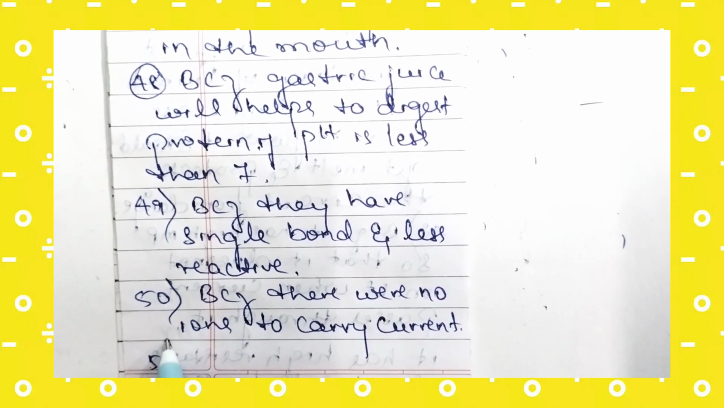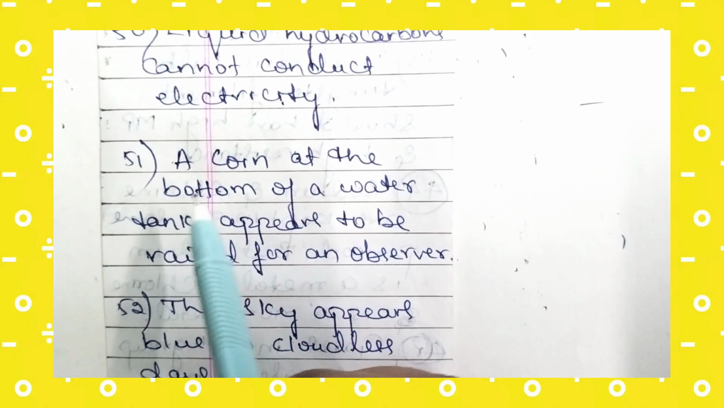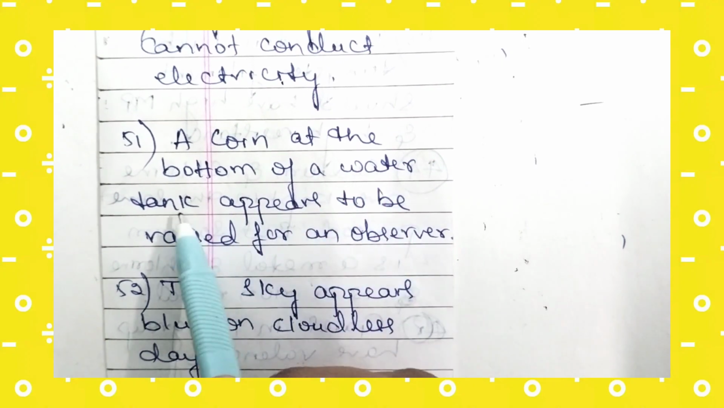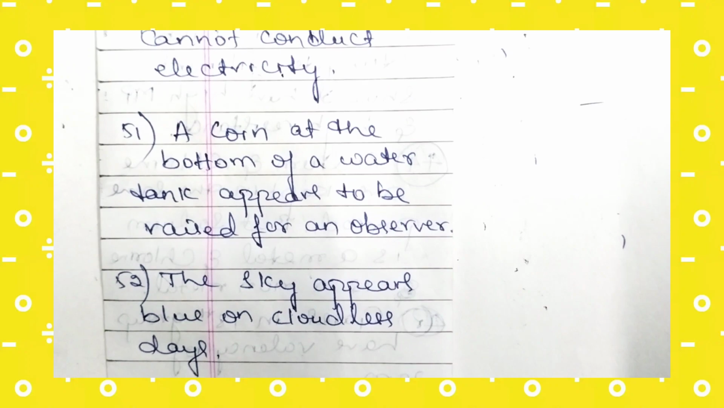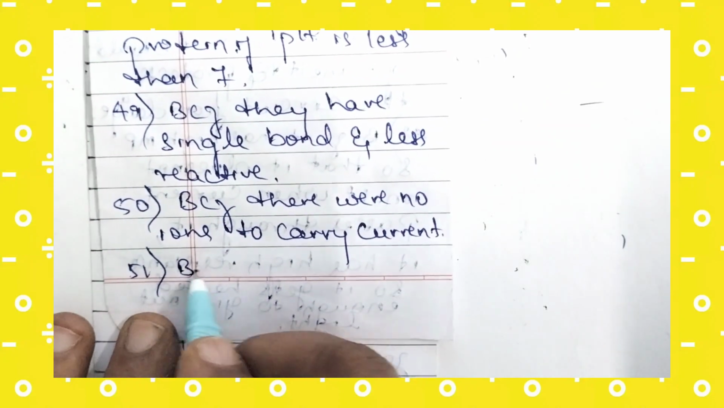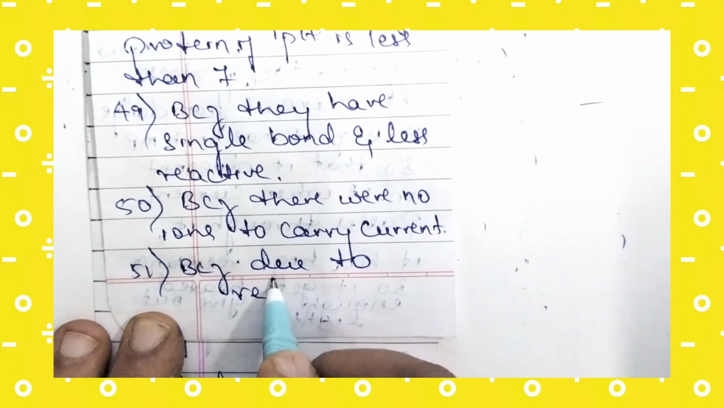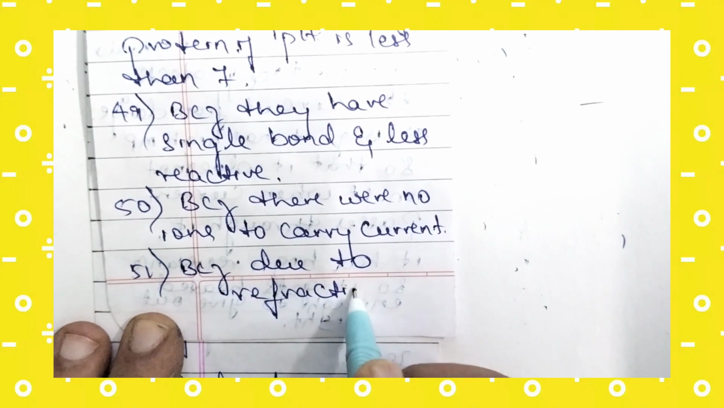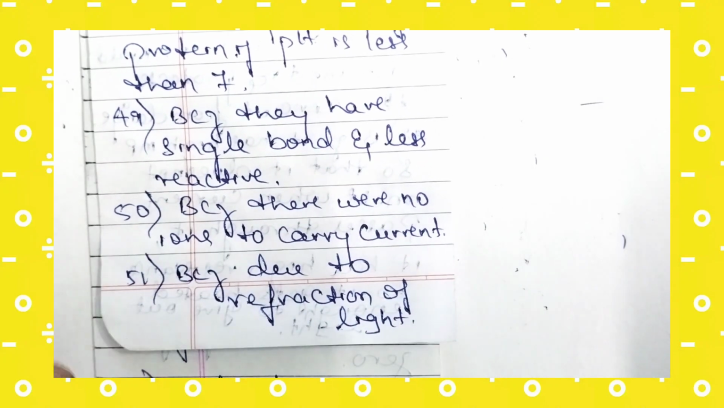So now let us move for question number 51. So 51st question, a coin at the bottom of a water tank appears to be raised for an observer, it says. So let us answer 51st, because due to refraction of light. So that is the answer for 51st.